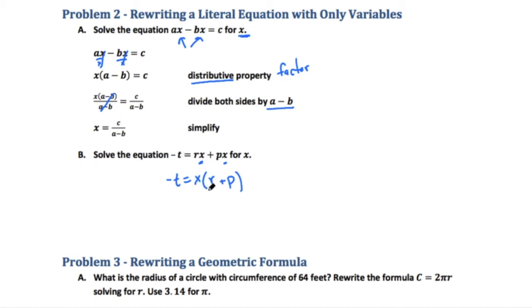We want to get the x all by itself, so now it is time to divide by r plus p. We'll do that to both sides, and we'll just rewrite it here so it is nice and neat. So we have negative. You can put the negative out front if you want, or you can put it in the numerator. Those would be my recommendations. Negative t over r plus p is equal to x, and that is our expression solved for x.